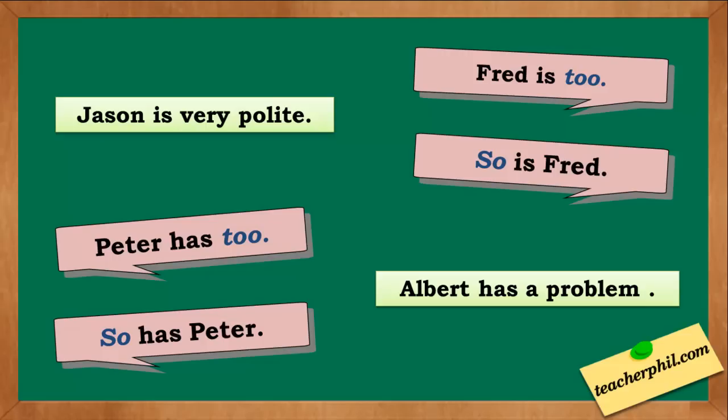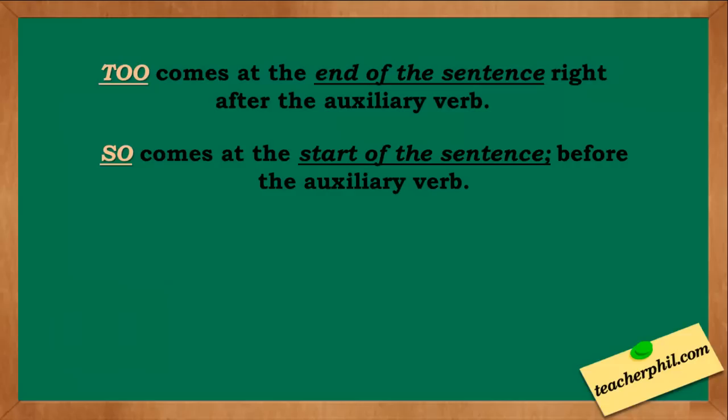What have you noticed with these examples? Well, too comes at the end of the sentence right after the auxiliary verb, while so comes at the start of the sentence, before the auxiliary verb.